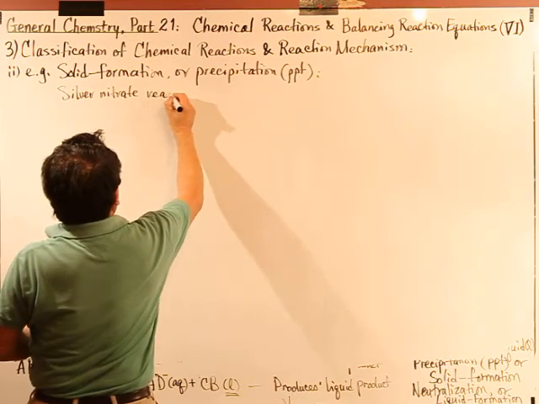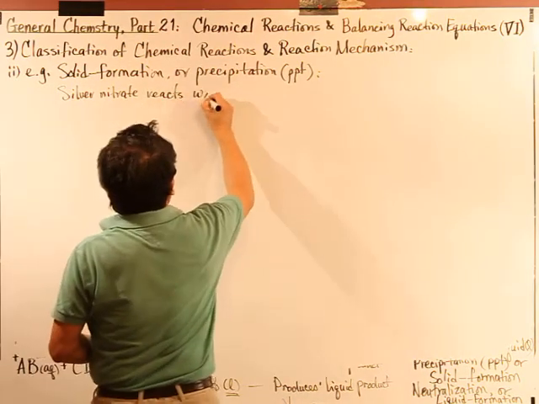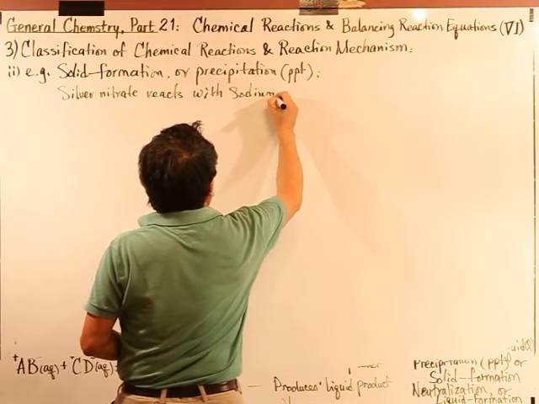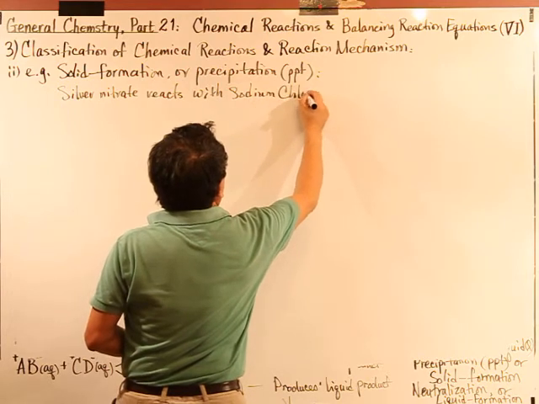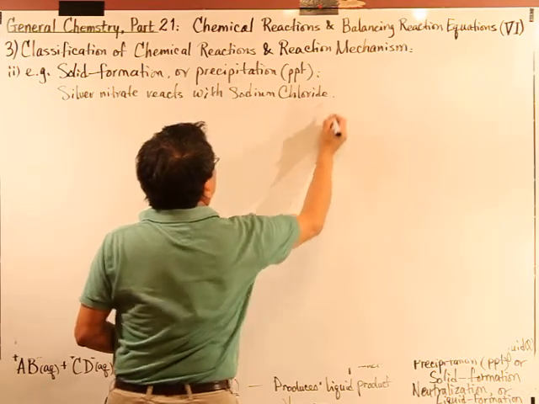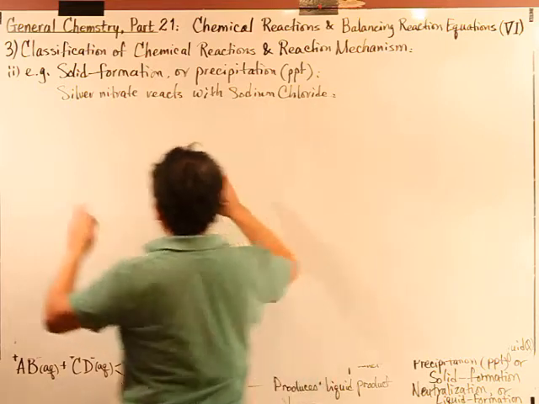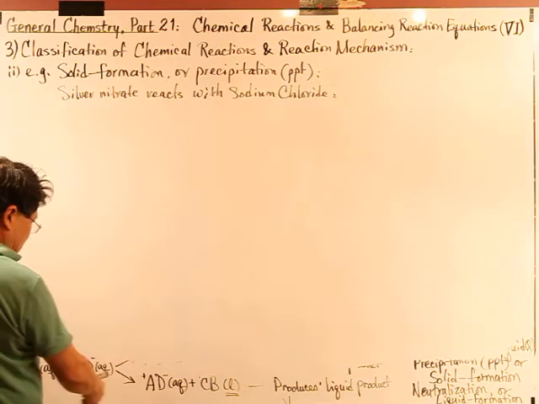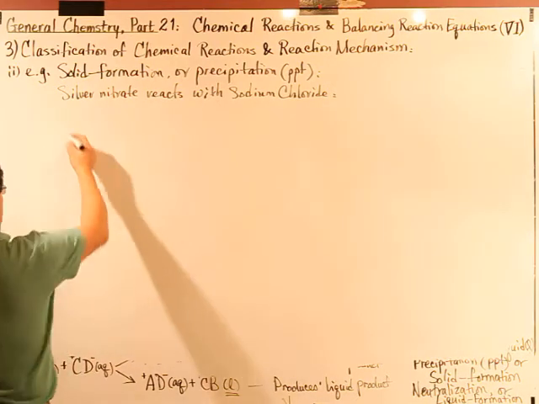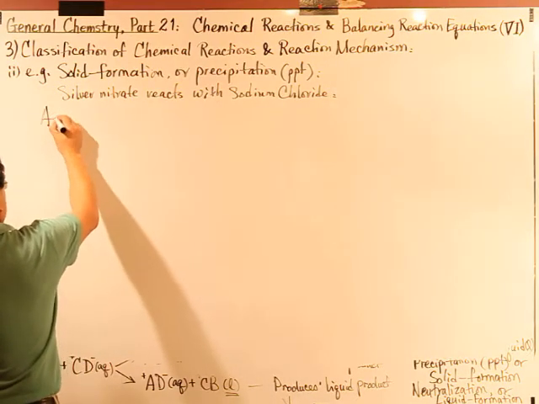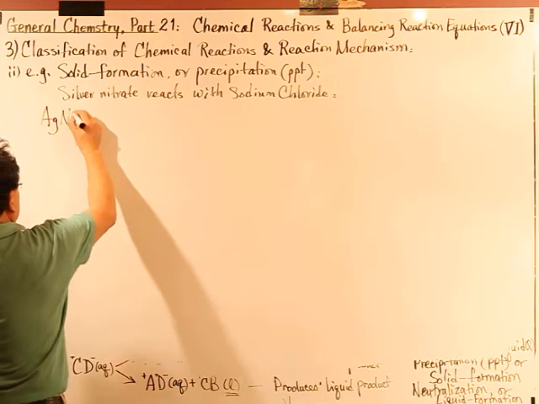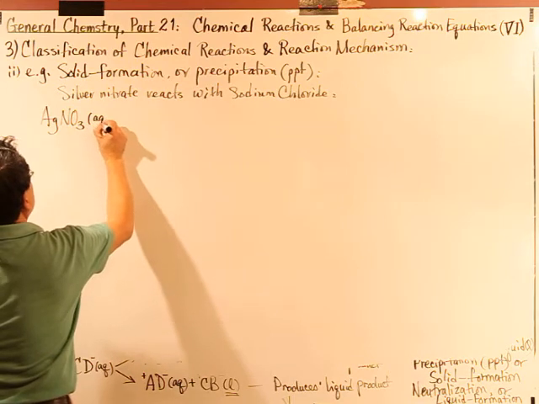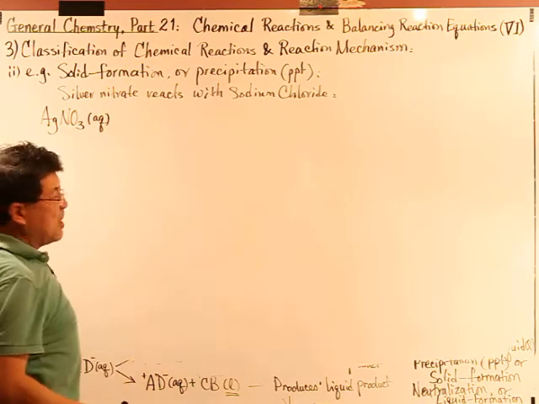Let's say silver nitrate reacts with sodium chloride. Now what is that? If you know the naming, you should know what this is. Silver nitrate, we already introduced that in the last example. So what is it? Silver is Ag, nitrate is NO3, and it is an aqueous solution because this compound is ionic.